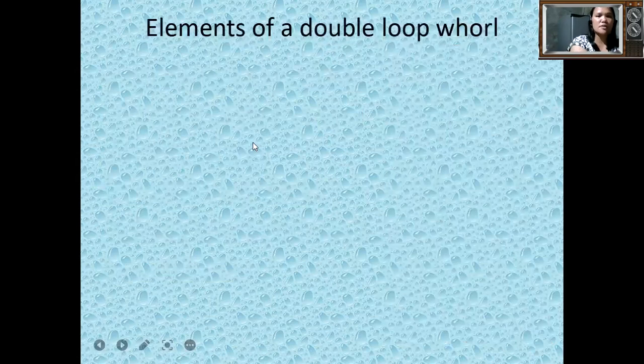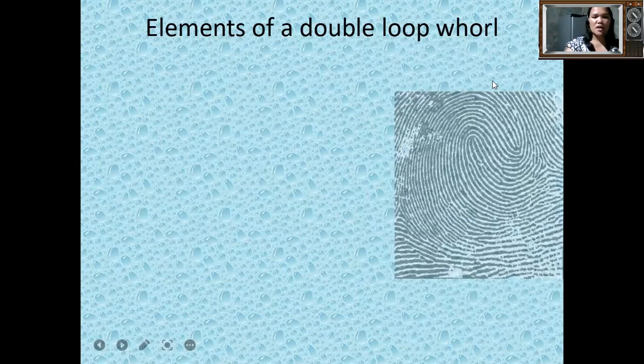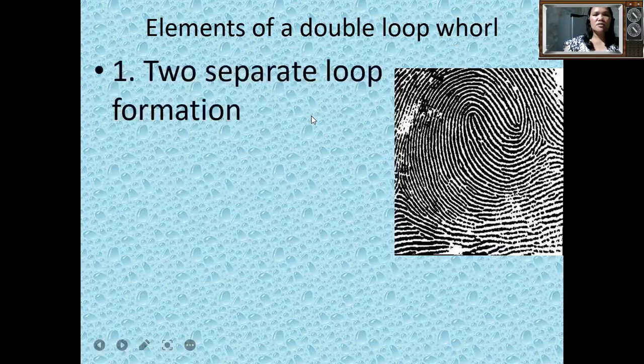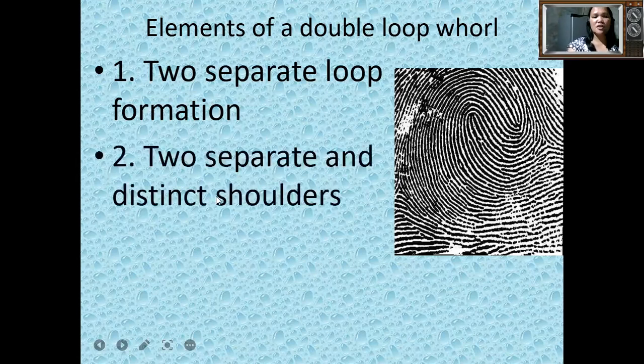Aside from that, let us take a look also at its elements. This is another type of double loop whorl. It could also be like this. This is the first loop, which is separate from the other loop here. The delta is located in here, and the other delta is in there. So the elements tell us that there must be two separate loop formations, two separate and distinct shoulders, and two deltas.